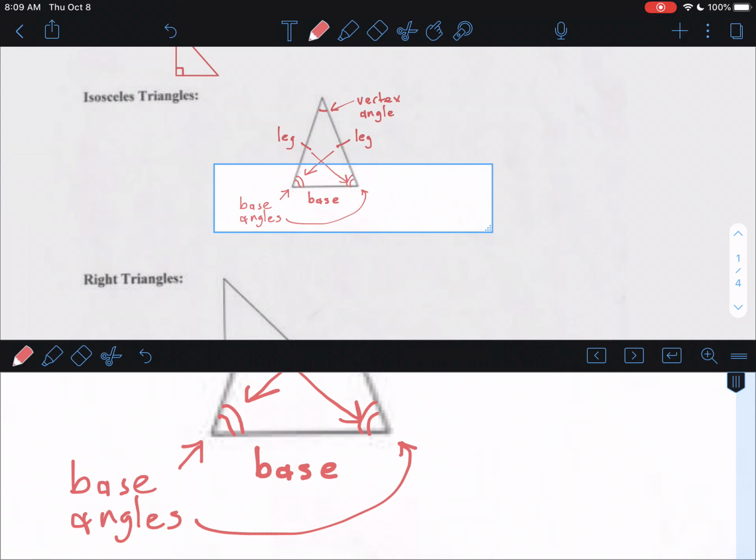And all of these vocab terms apply only to an isosceles triangle. You may see the word base with other triangles, but the base, when it's seen in other triangles, is basically just going to mean the one that's on the bottom. But with isosceles triangles, it specifically means the one that isn't congruent to the other two.